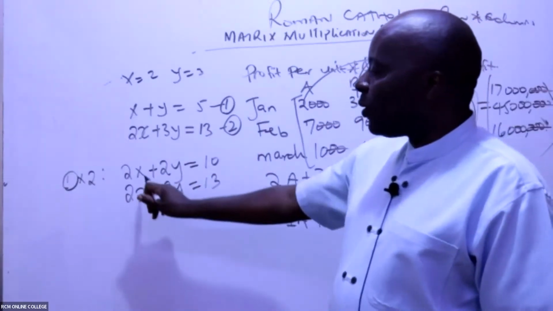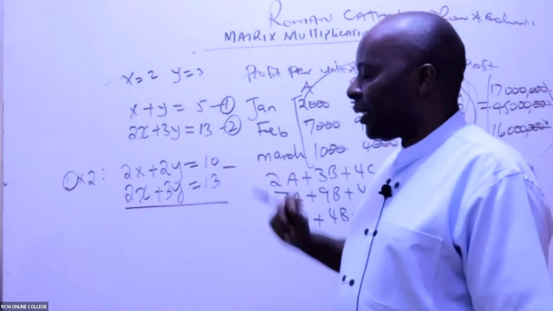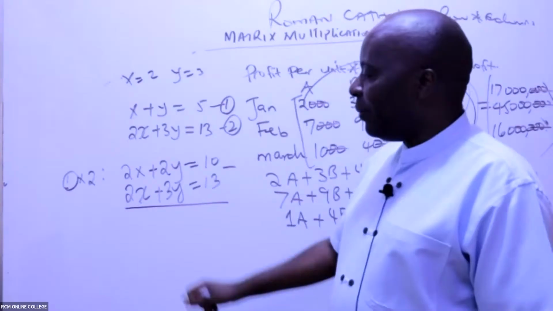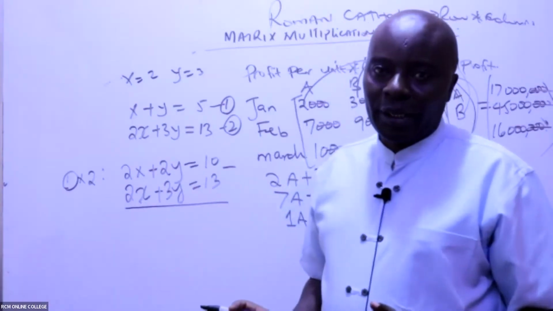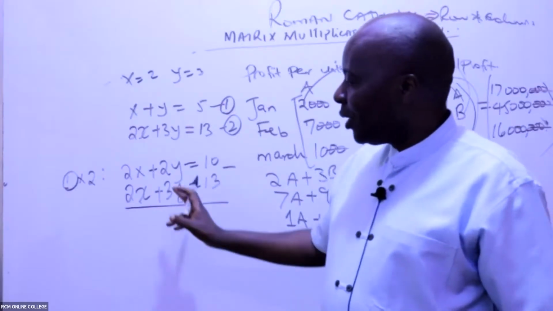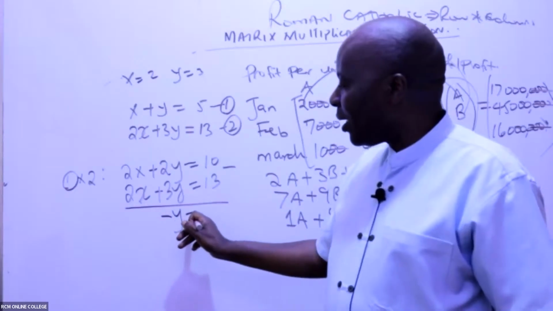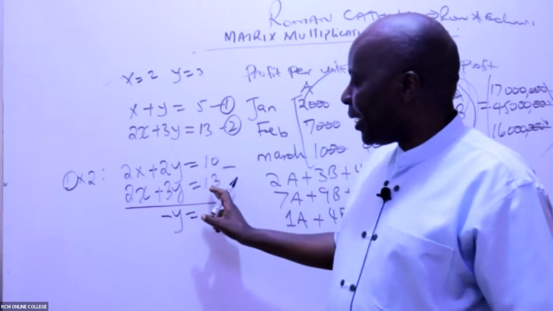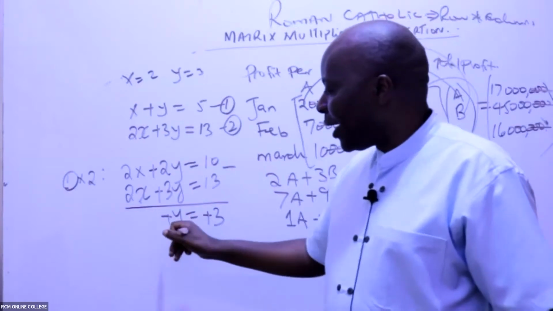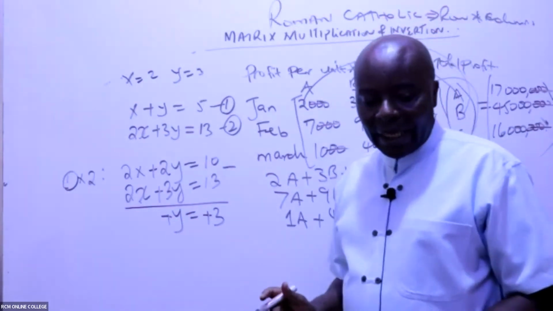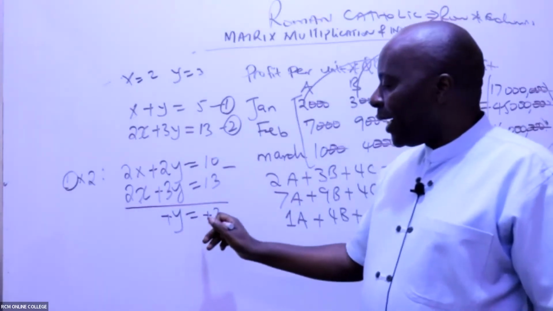Now, because x and x are the same, we can eliminate. So when I eliminate, x disappears. That is what we wanted, to eliminate x. 2y minus 3y gives me minus y, equals 10 minus 13, which gives me minus 3. So minus and minus disappear, meaning that the answer to y is 3.